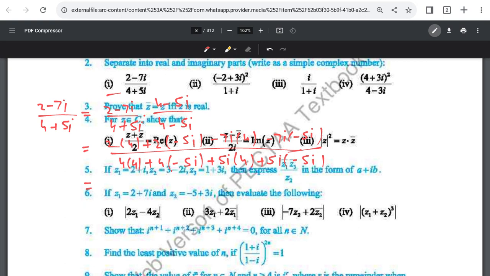So after this, we simplify it. So it will be 8 minus 10 iota. We multiply 2 by minus 5, so it will become minus 5 iota. Then minus 7 iota multiplied by 4 is equal to minus 28 iota. After this, we multiply minus 7 iota by minus 5 iota, so it will become 35 iota square.